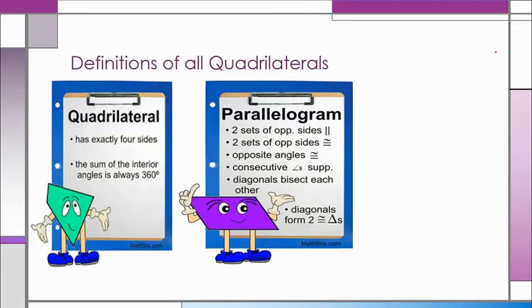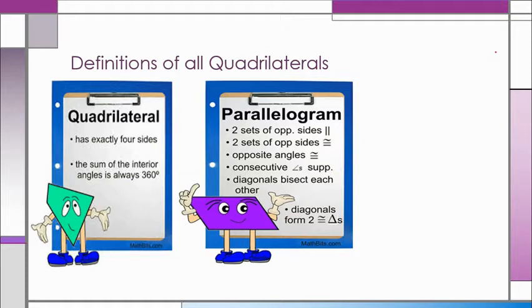Let's look at our parallelogram properties. For a parallelogram, it has two sets of opposite sides that are parallel. Two sets of opposite sides are congruent. That means they are the same. Your opposite angles are congruent, in other words, they equal each other. And your consecutive angles, the ones next to each other, are supplemental. That's what the SPP stands for, which means that they equal 180 degrees.